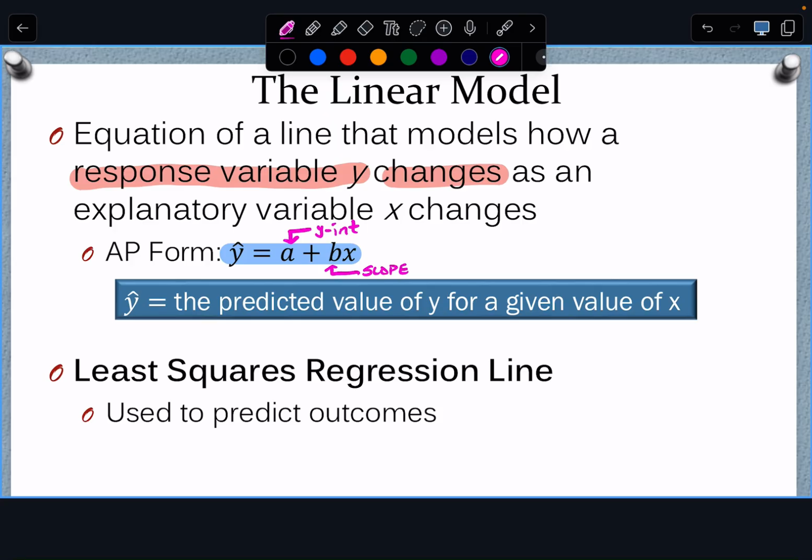When we put all of that together, we're creating what's called the least squares regression line. The whole purpose of this line is to allow us to predict values of y based on x. We collected some values that have an x and a y coordinate associated with them, but we want to know what might happen at different values of x. So we're going to use these regression lines for that prediction purpose.